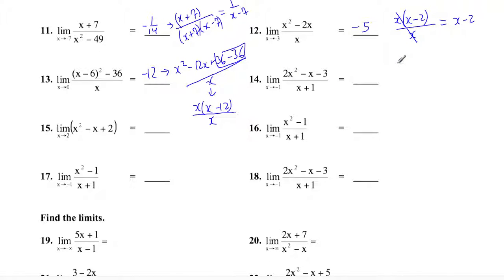Number 14, again, can be factored in the numerator. If I have this x plus 1 in the denominator, I'm also going to have x plus 1 in my numerator, and I'm going to have this 2x minus 3. And so the x plus 1's cancel. And so now I have 2x minus 3, which I plug in a negative 1 for. So I get negative 2 minus 3, which is negative 5.